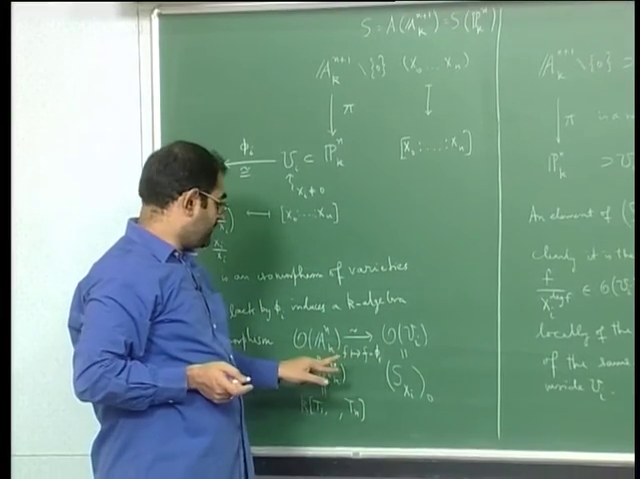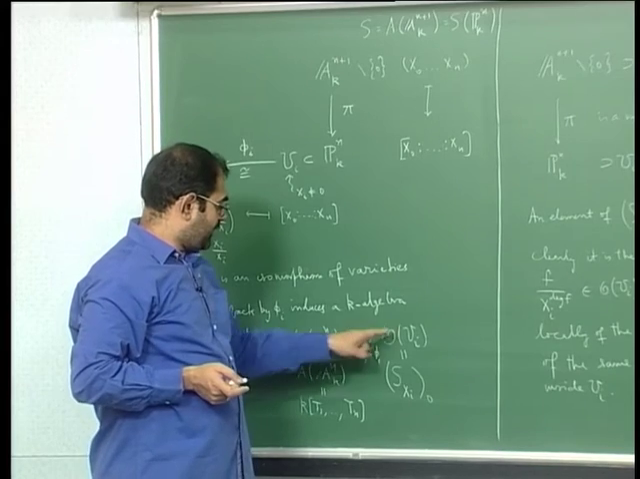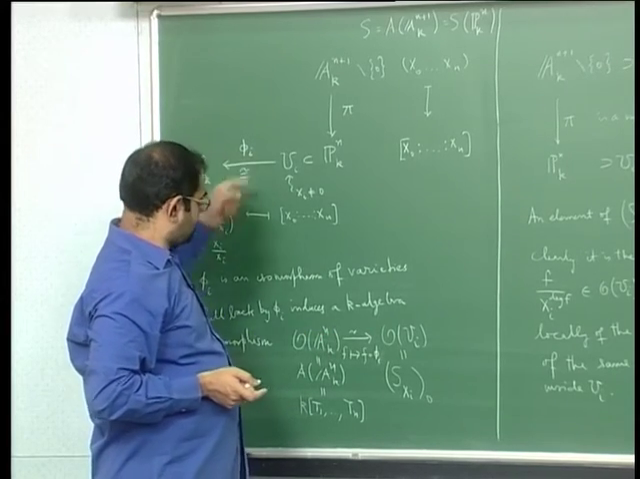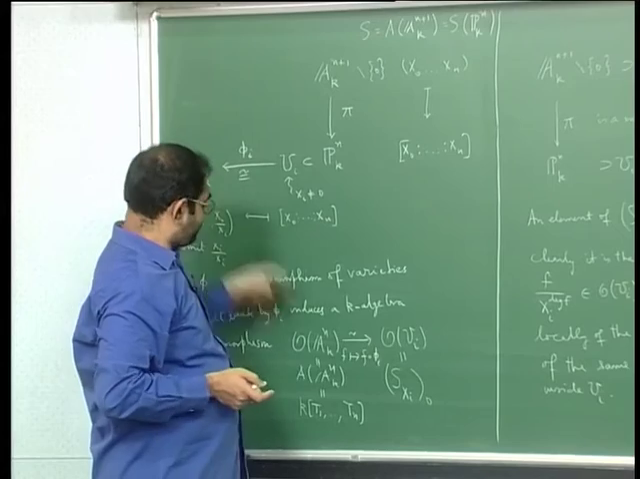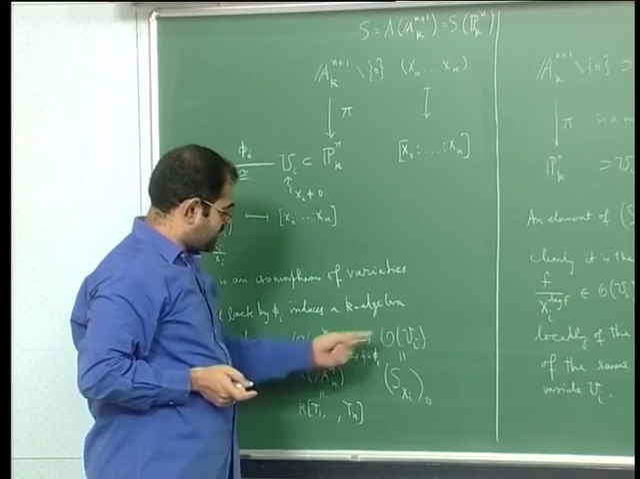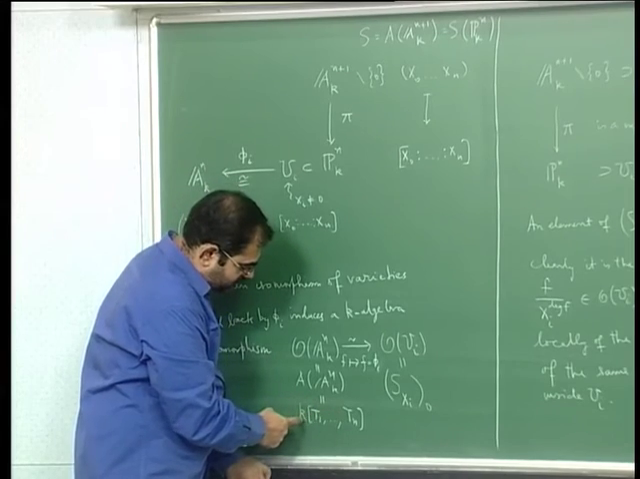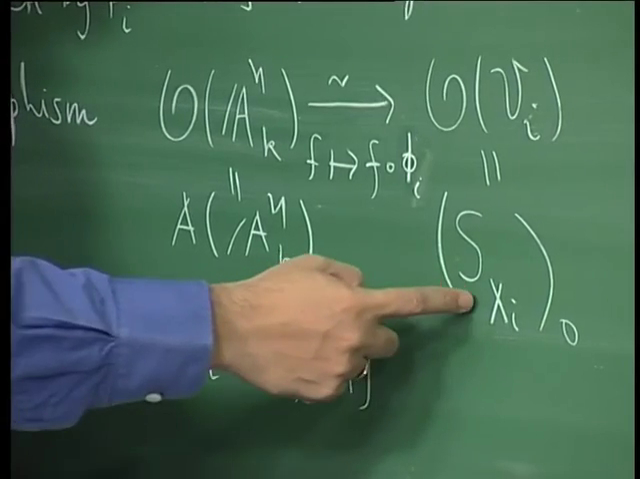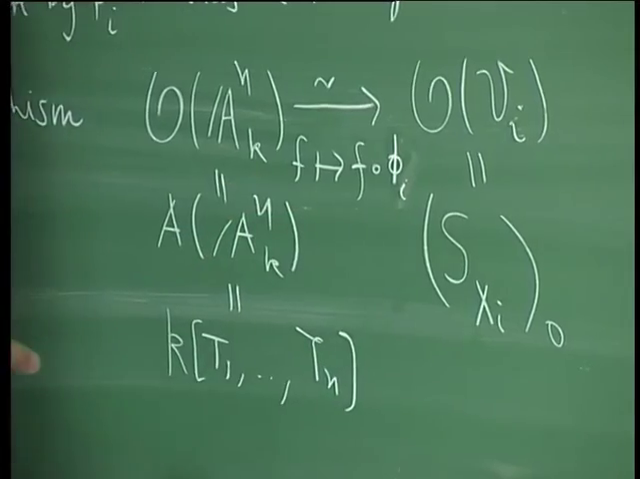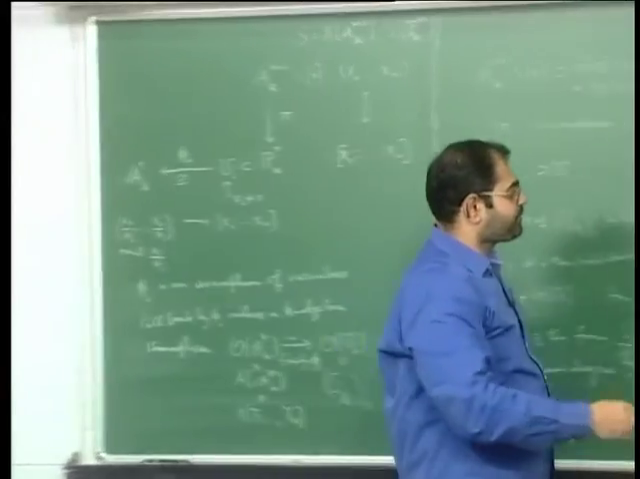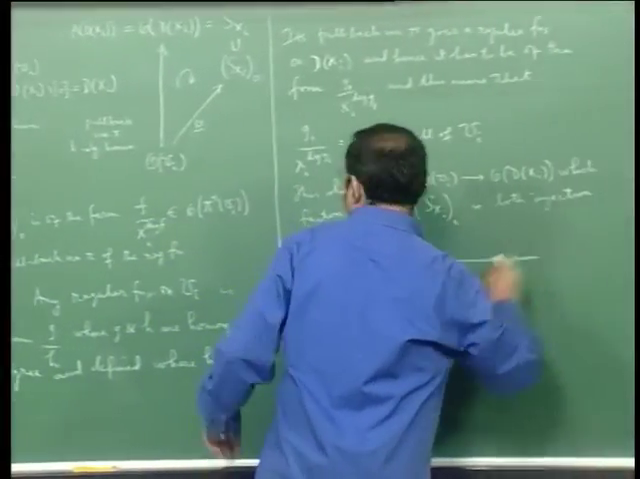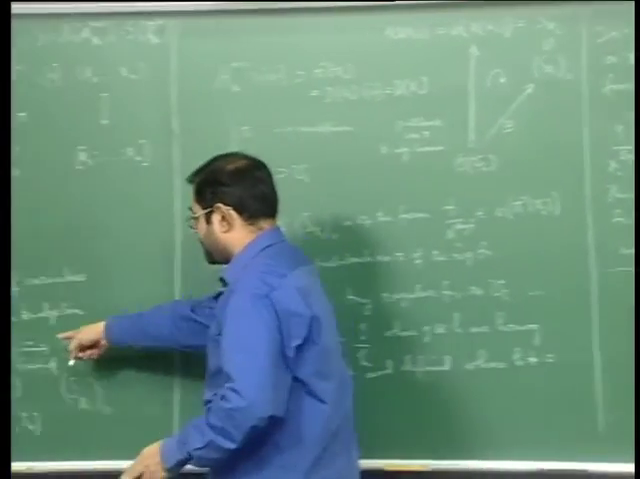And to show that this pullback via phi, this map, is an isomorphism, in terms of rings you can actually give the ring isomorphism from K[T1, ..., Tn] to this homogeneous localization. So what is that? So what is the other way? What is the other statement?